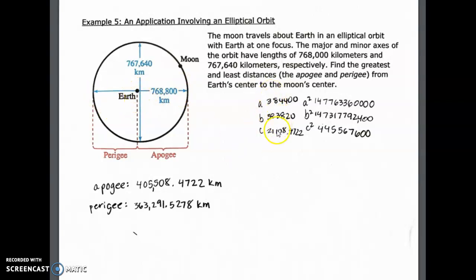So we need our a and our c values. So I got my a by cutting my major axis in half. I got my b by cutting my minor axis in half. So then I needed to find my a squared and my b squared by squaring both those two numbers, really big numbers. I get my c squared by subtracting those two. And then I got my c value, or my focal length, by taking the square root. So now to find the apogee, which is the furthest distance, I took my a value and I added the c value. And to find the perigee, I took my a value and I subtracted the c value.